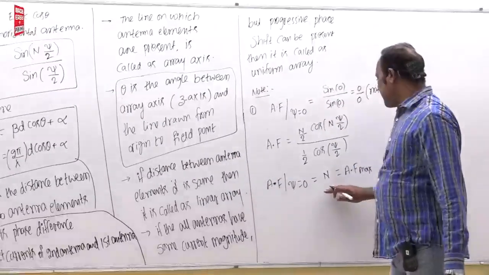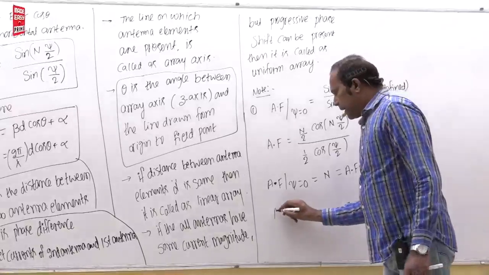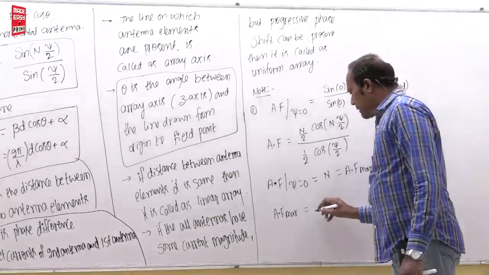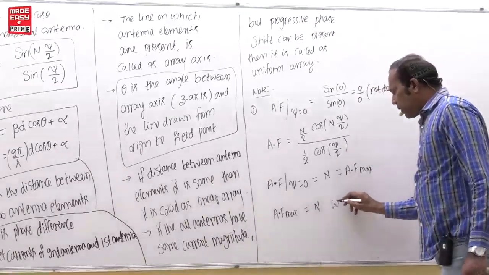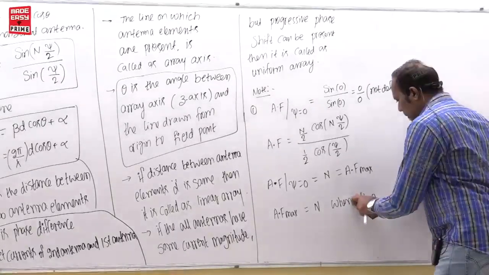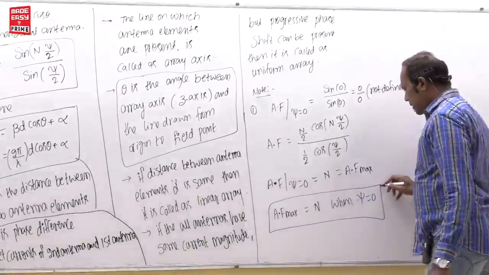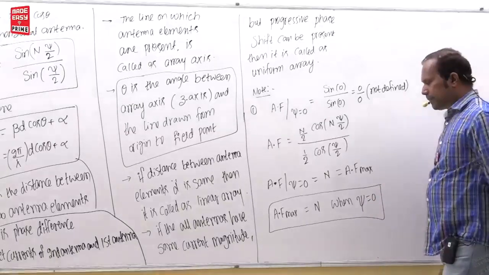So this is now we have to remember here one point. What is that point? Array factor maximum value is equal to n. That happens when psi is equal to 0. So you have to remember this one. Students, this is very important discussion, because later on to solve the questions. So what is happening here, I will tell you one time.